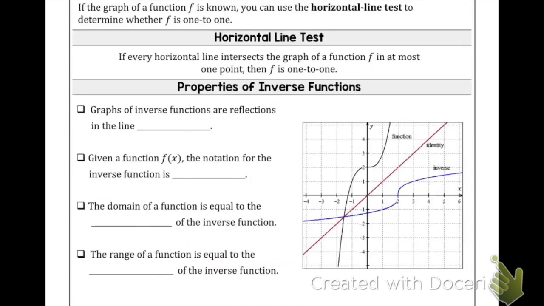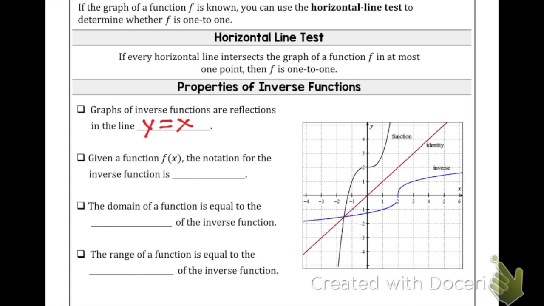If a graph of a function is known, you can use the horizontal line test to determine whether the function is one-to-one. So if every horizontal line intersects the graph of a function f at most one point, then we know that the function is one-to-one. So if we have our original function here, which is listed in black, if I do all of my horizontal lines passing through it, it's not going to intersect it more than once. So I know then that the inverse itself would be a function. The graphs of the functions are always going to be reflections over the line y equals x, which is your identity function, which is highlighted here in red.